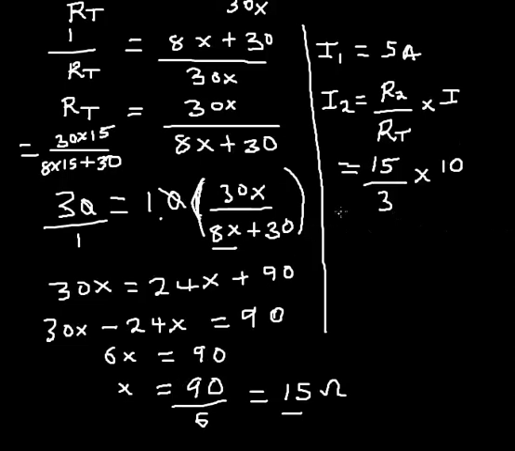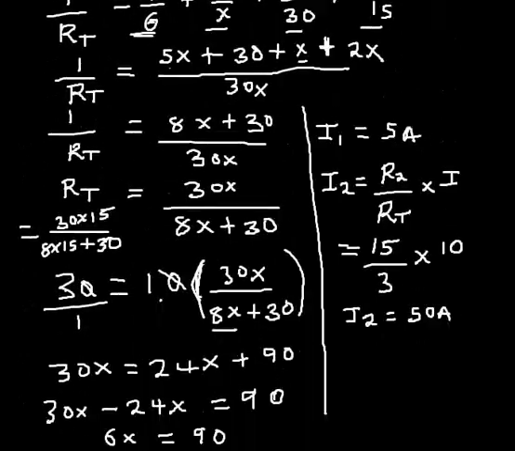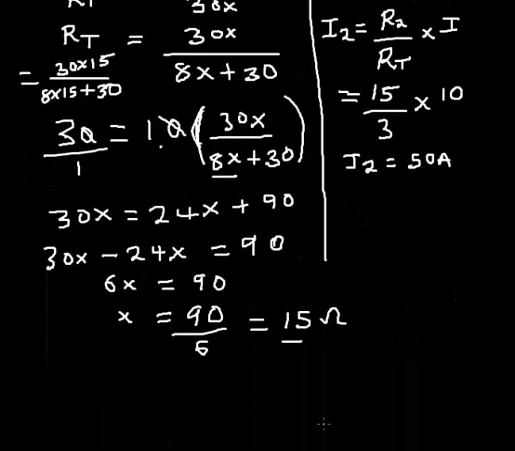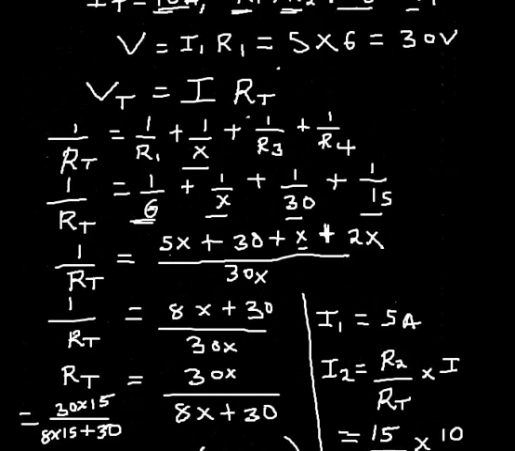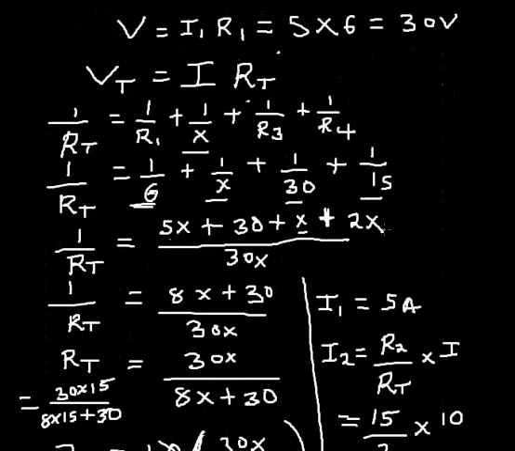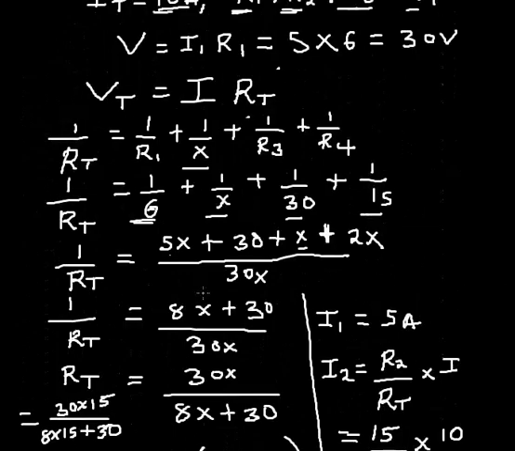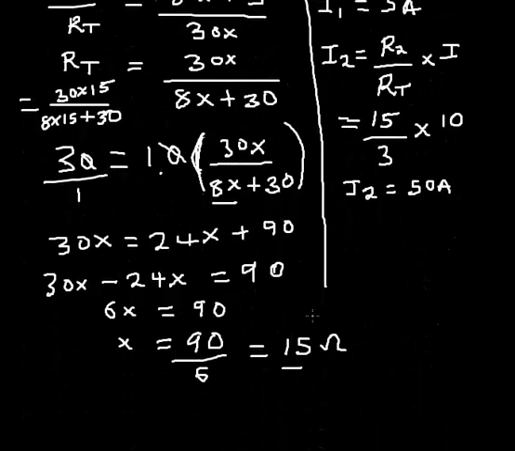Okay, let's do that. 15 over 3 is 5, so 5 times 10, so I2 will be 50 ampere. Okay, am I mistaken? So that's how we actually get I3, and of course I4, using the current divider.